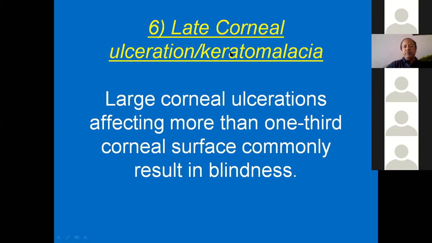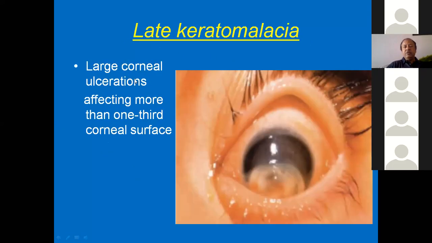Late keratomalacia means large corneal ulcers affecting more than 1/3 of the corneal surface. This is the large corneal ulcer. This is late keratomalacia.